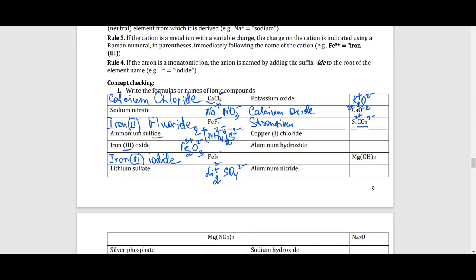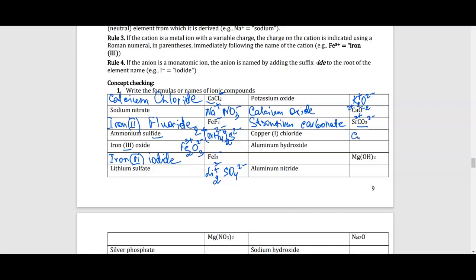Strontium has the same charge all the time, so 2 positive. Strontium, that's why we don't mention it here. So strontium carbonate. Okay, next one, copper 1 chloride.